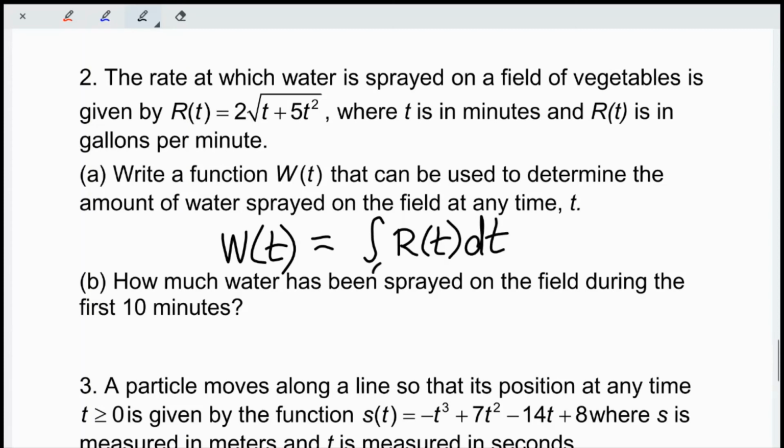Well, we started at time 0. We're going to go to some point in time t, and that would be the amount of water I have at any point in time. So if I need the amount of water at time 5, I'd integrate that rate function from 0 to 5, and that would give me the amount of water.